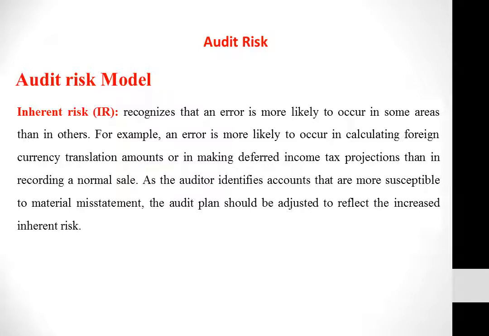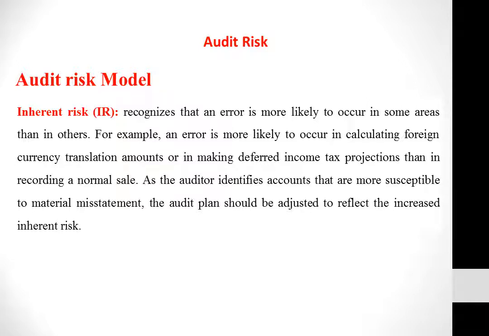Okay, so the auditor's role is to identify these accounts that may be more susceptible, more acceptable to material misstatements. And the auditor must adjust the audit plan to reflect the increased inherent risk. He makes an audit plan showing that there is an increase in inherent risk. So inherent risk means there are some accounts that are more susceptible to material misstatements, or to more misstatement errors in these accounts.